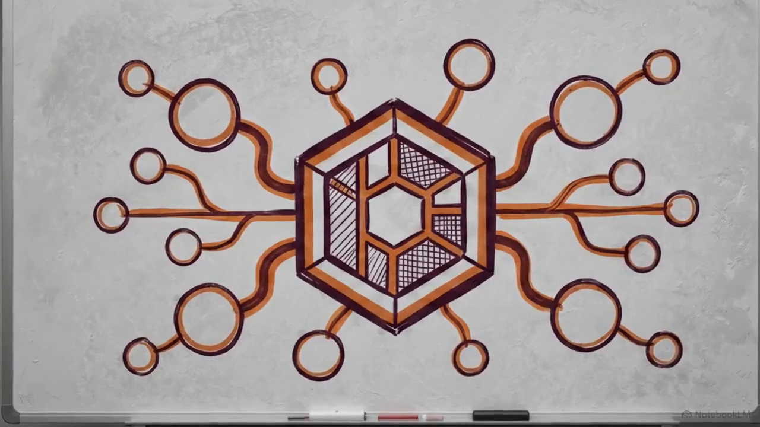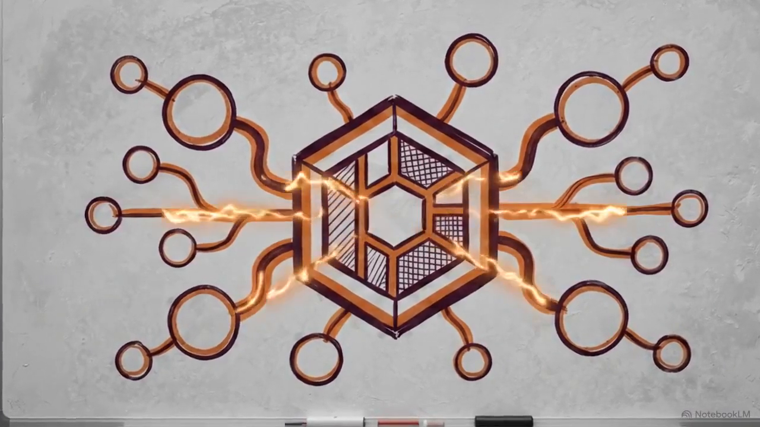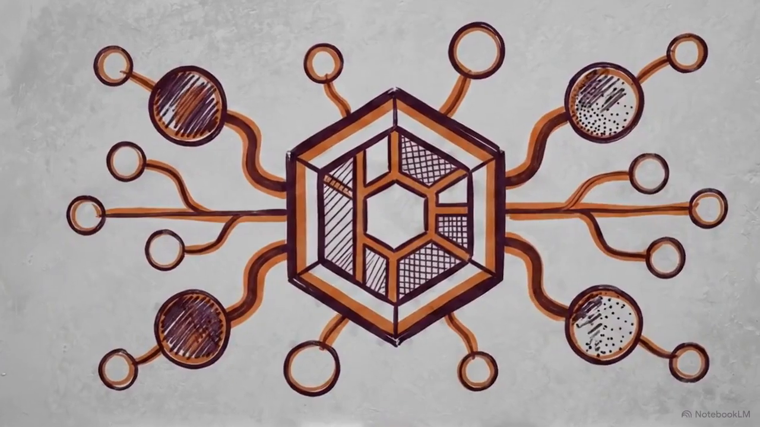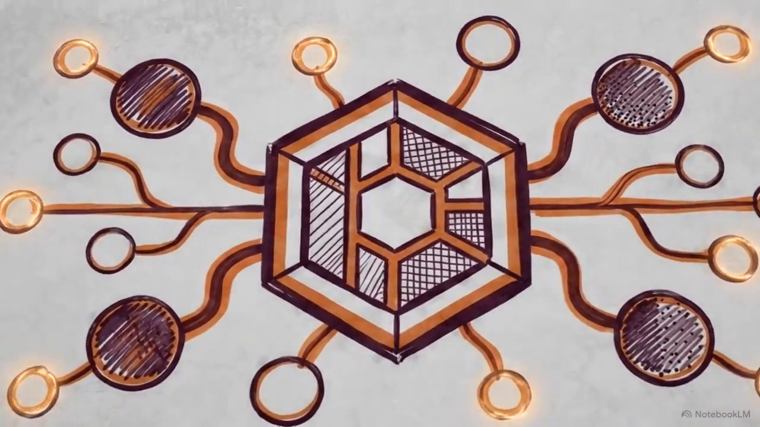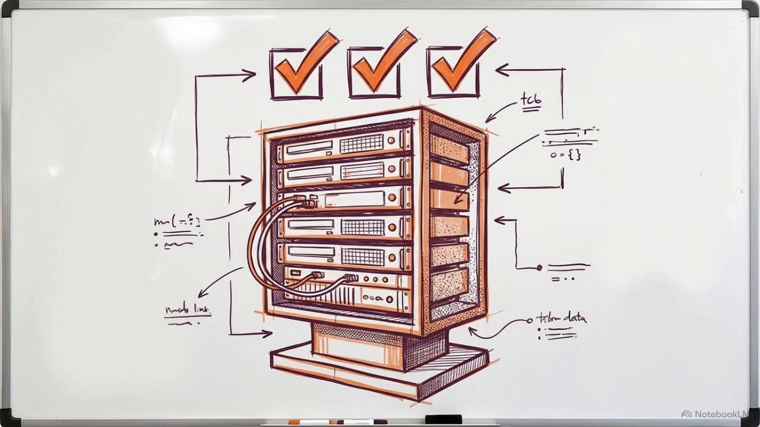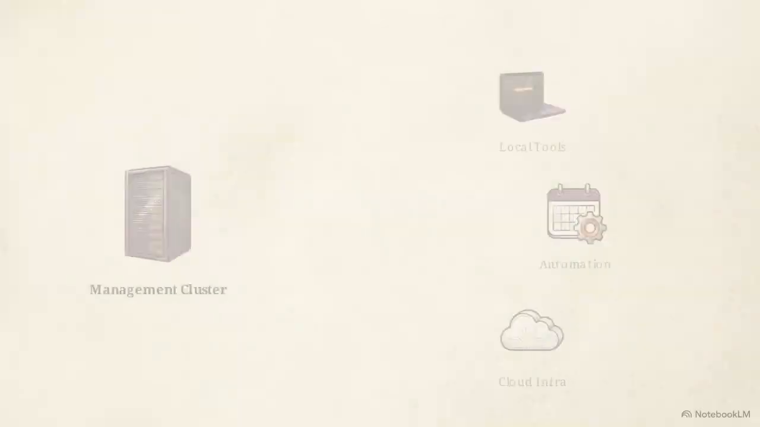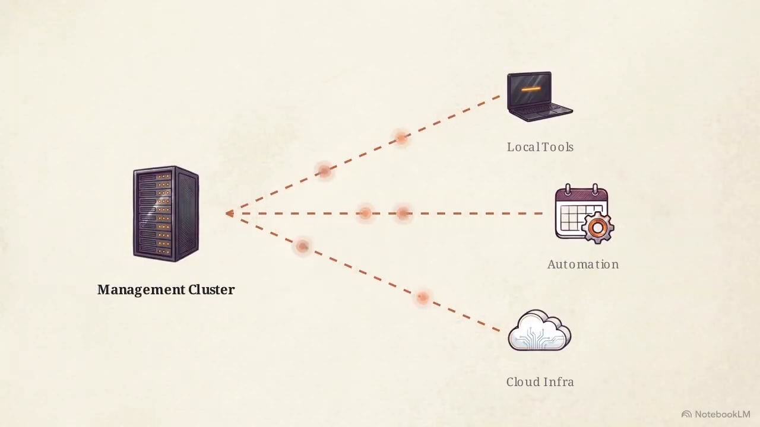If you want to provision and manage multiple Kubernetes clusters using Cluster API, you need a starting point, a central management cluster. By the end of this video, we are going to install, verify, and configure a lightweight Canonical Kubernetes management cluster that is fully ready to communicate with your external tools.